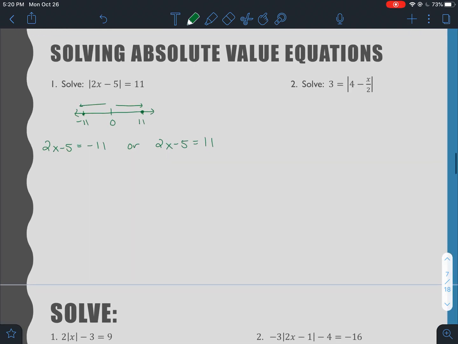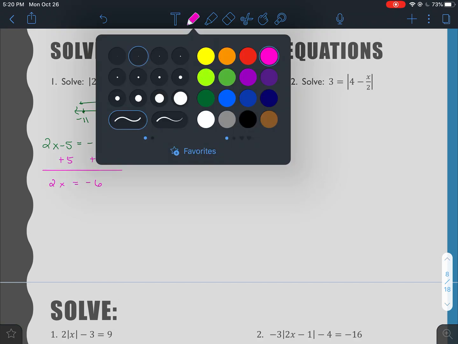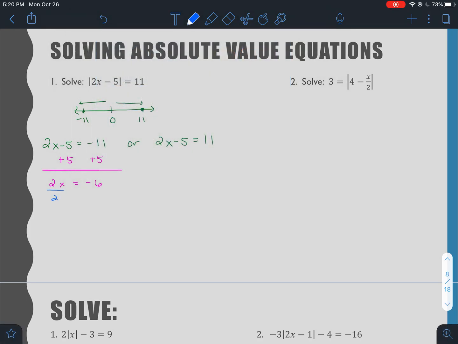So you're going to set up two equations. It can either equal the positive value of the number or the negative value of the number, because its absolute value is 11. So it's 11 units away from 0. And then you would just solve each of these equations one by one. So to solve the first one, add 5, and we have 2x is equal to -6. And then divide by 2 and divide by 2. And one of my solutions is -3.